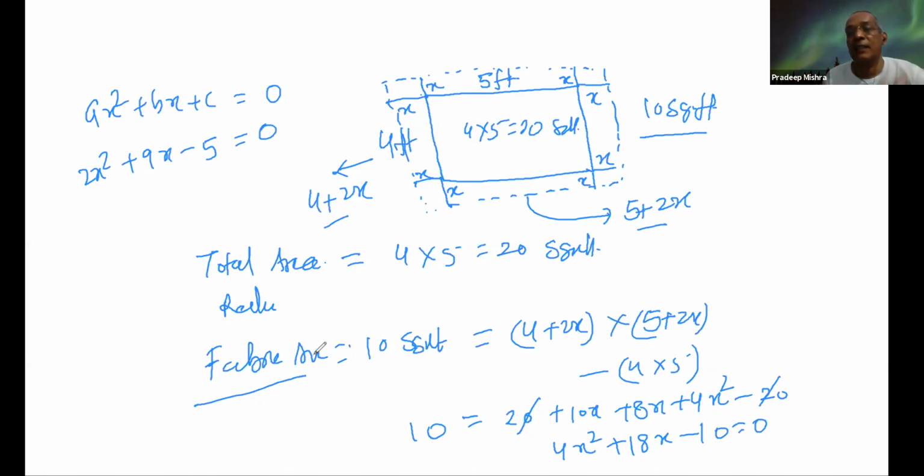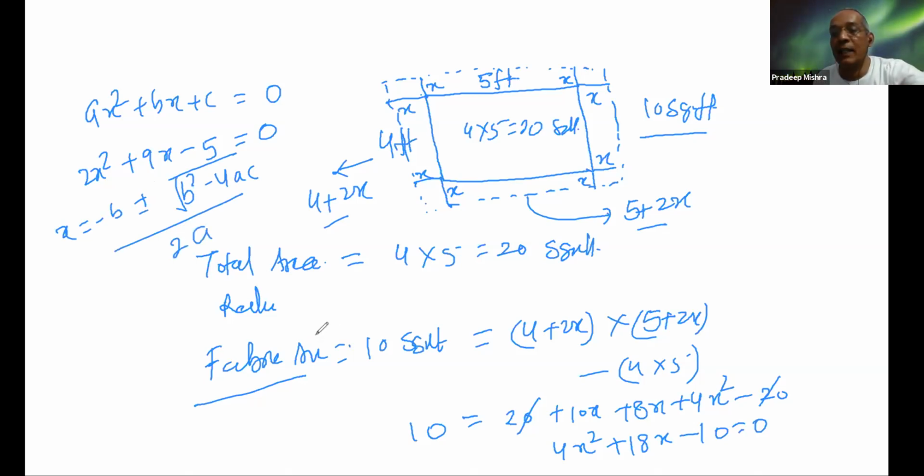You can find the factor now. We know that x is equal to minus b plus or minus square root of b square minus 4ac, divided by 2a. Whatever the value of x I get here, that is nothing but the length and breadth of the fabric. That was our question, no? How much length, how much size of the fabric we are using? What is the border we are using?